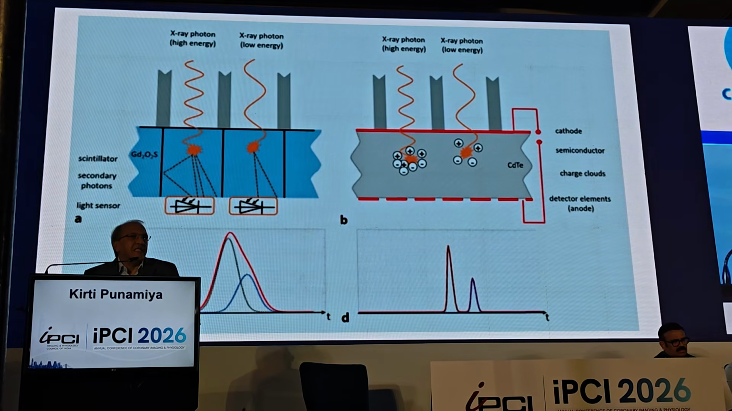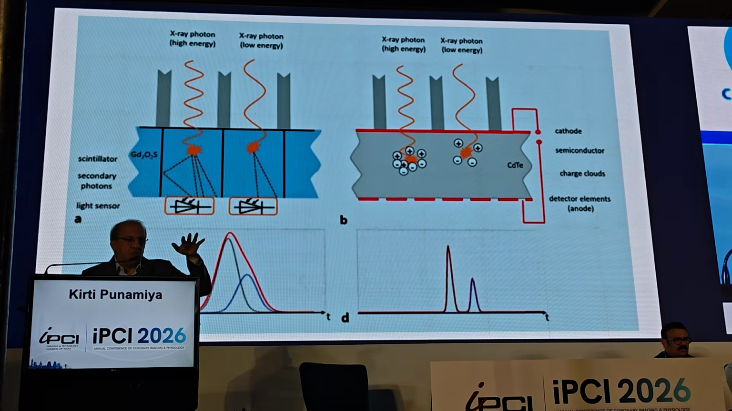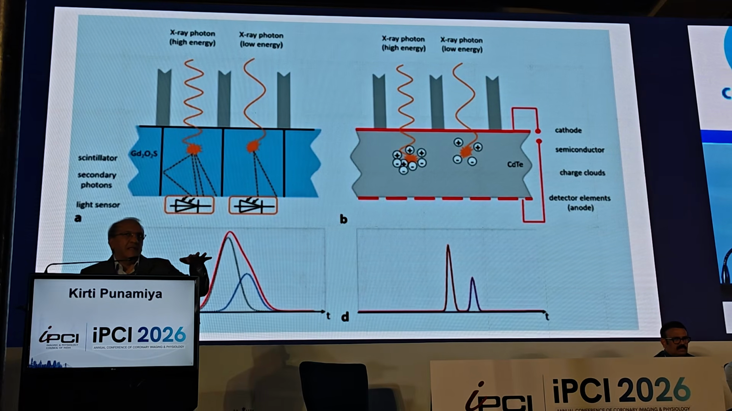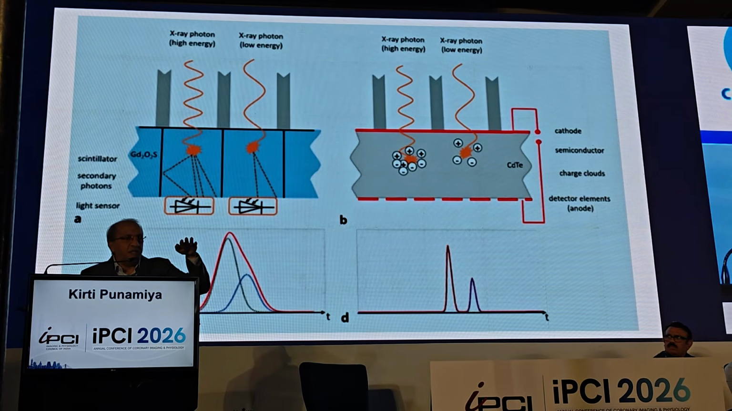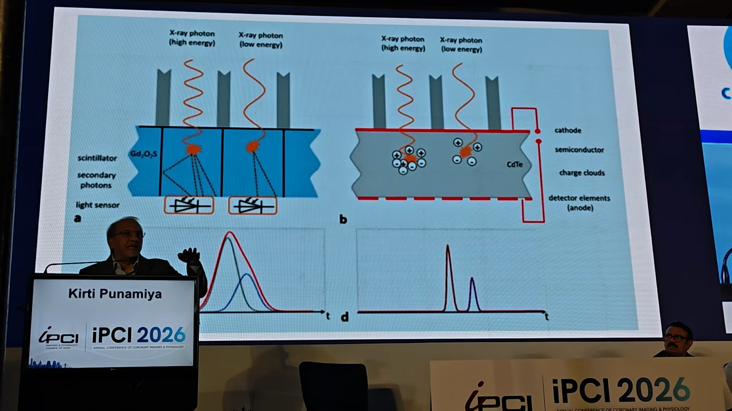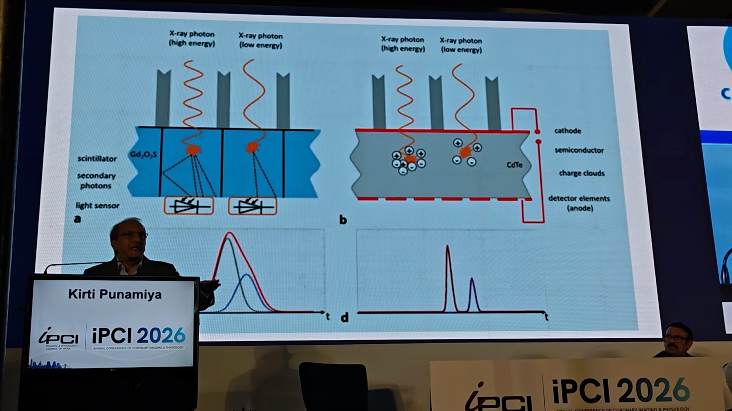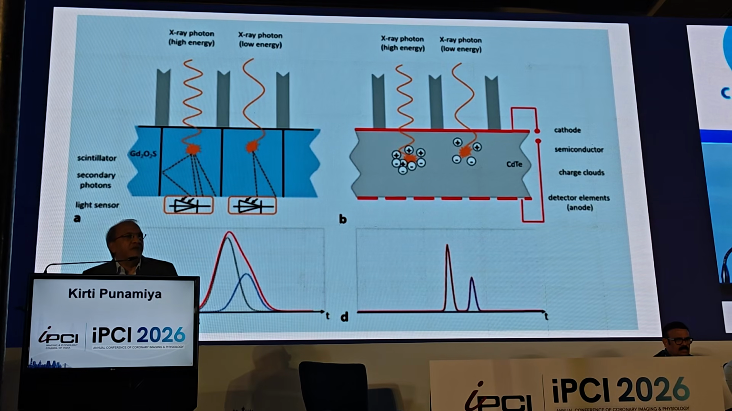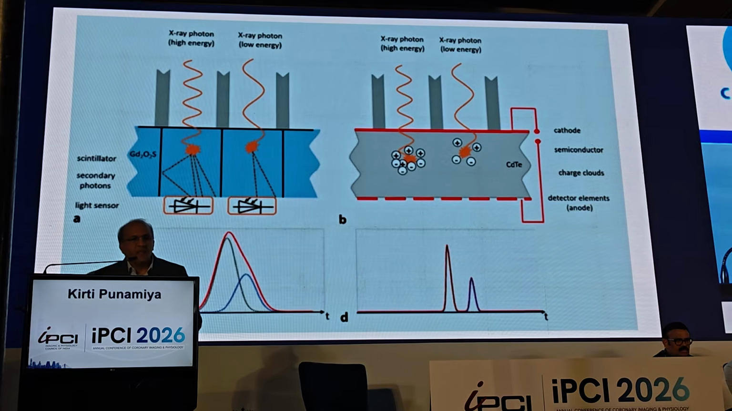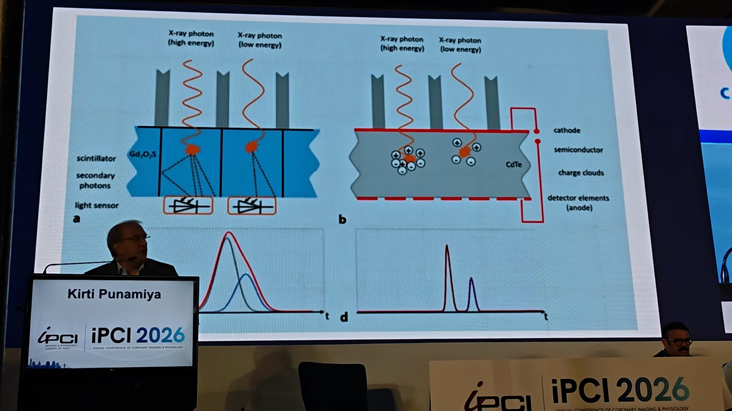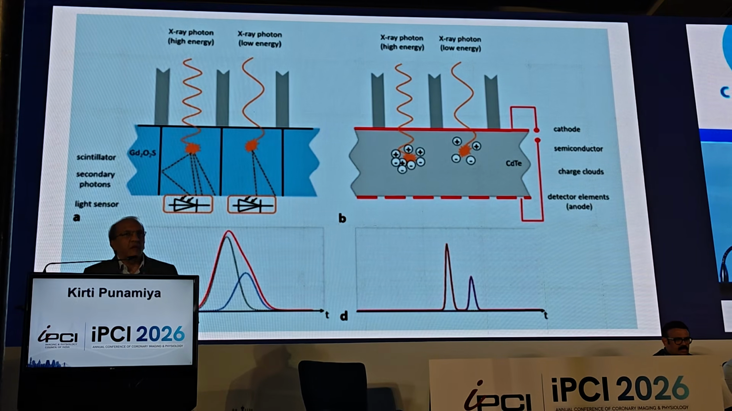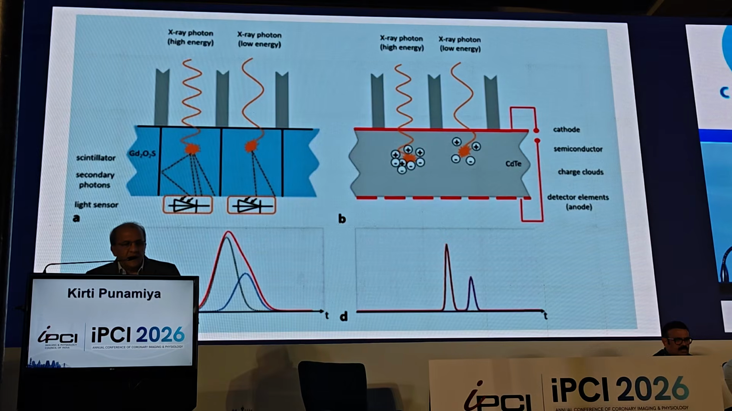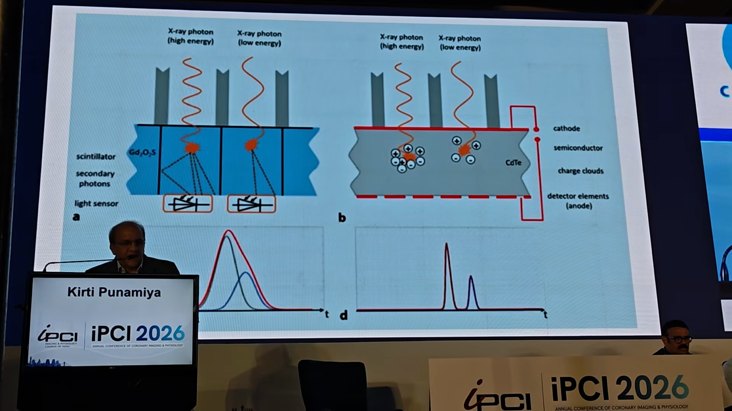In a routine CT, you otherwise get a scintillator. The X-rays fall on a scintillator. The scintillator then converts it into an electrical signal, and there is noise. And because of the noise, the clarity is not there. You can see the waveforms are crystal clear on the panel to your right, and the routine CT is to your left.